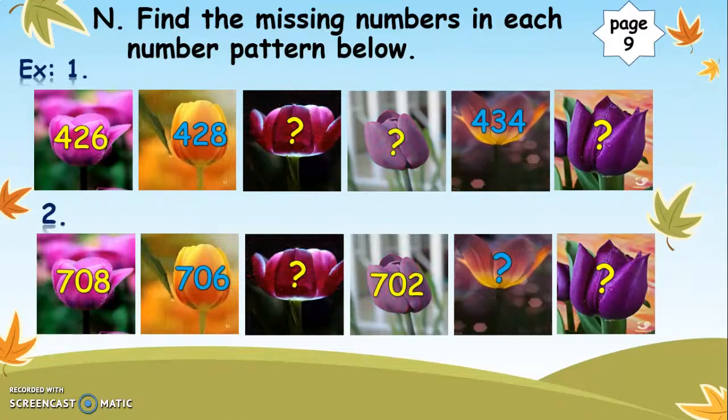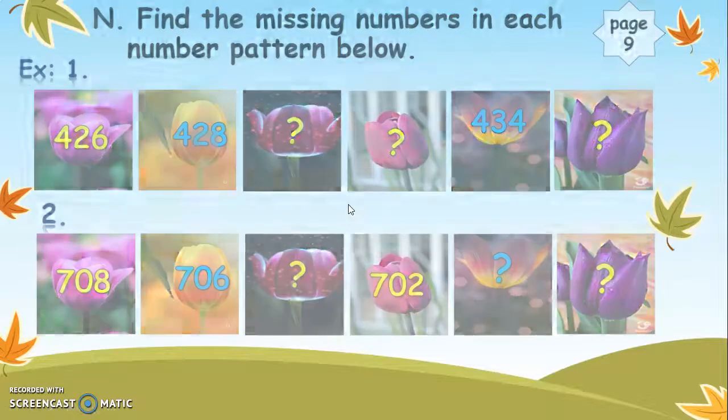Here you are given the first two numbers, 708 and then 706. The third number is missing. You're given 702 and then the next two numbers are missing. Try to think, what number pattern are you going to use? Is it increasing by or decreasing by? Try to think of your answers. If you are finished, you can now find out the correct answers.